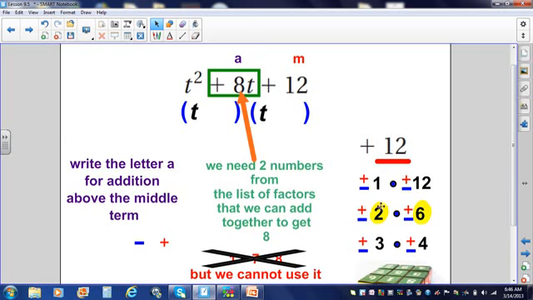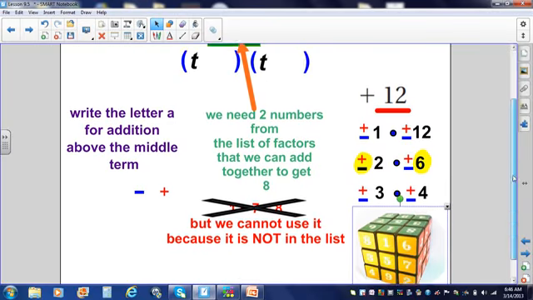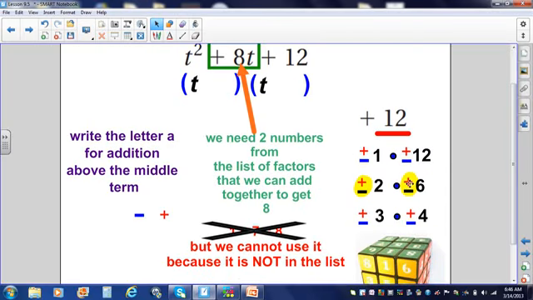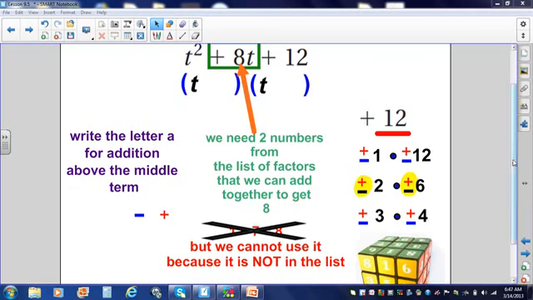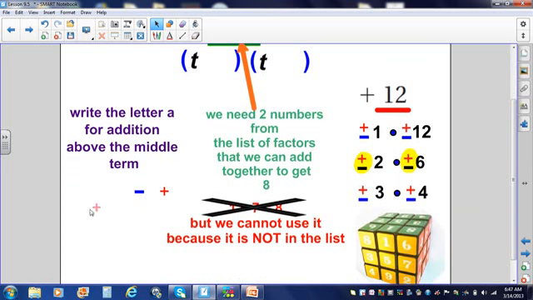But remember, you've got lots of different combinations here. Remember our Rubik's Cube? Lots of different combinations. Now the question becomes, do we use a positive 2 or a negative 2? Do we use a positive 6 or a negative 6? So let's try the positive 2 and positive 6 first. If I add a positive 2 and a positive 6, that will give me positive 8.